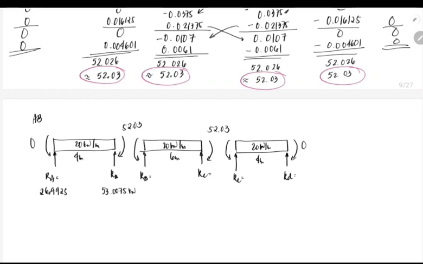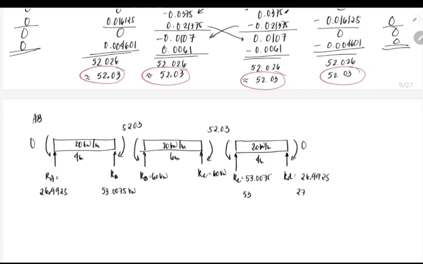Okay, and then ito naman kabila, we have 20 multiplied by 6 multiplied by 3 plus 52.03 minus 52.03. Okay, equals divided by 6 would be 60. Ayan, ito whole number, so walang problema. Dito naman sa kabila, okay, this will be 26.9925 and the other one is 53.0075.